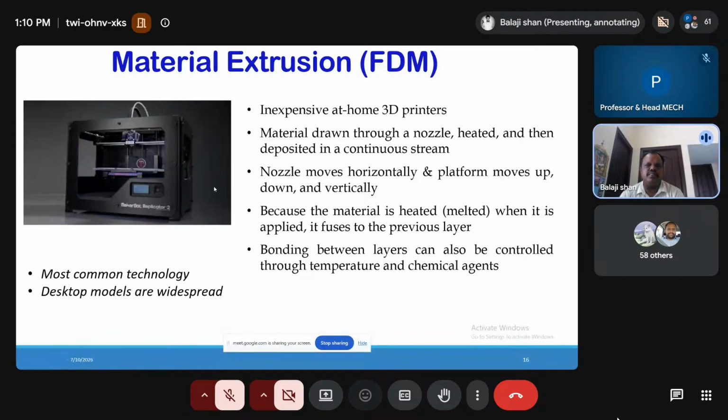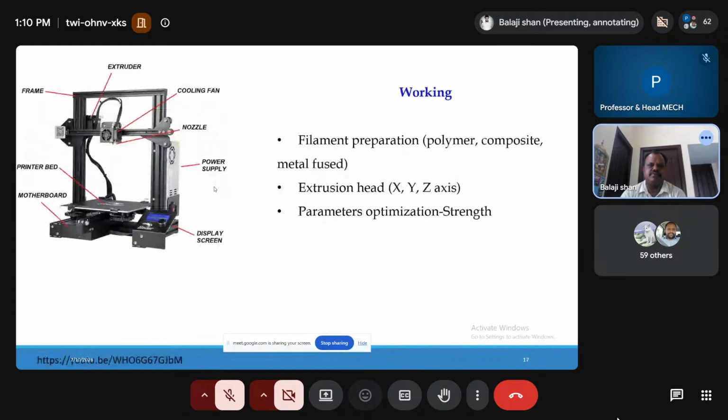The material is drawn through the nozzle and heated, deposited in a continuous stream. The nozzle moves horizontally and the platform moves up and down vertically. Because the material is heated, when it is applied it fuses with the previous layer. The bonding between the layers can also be controlled through temperature and chemical agents.